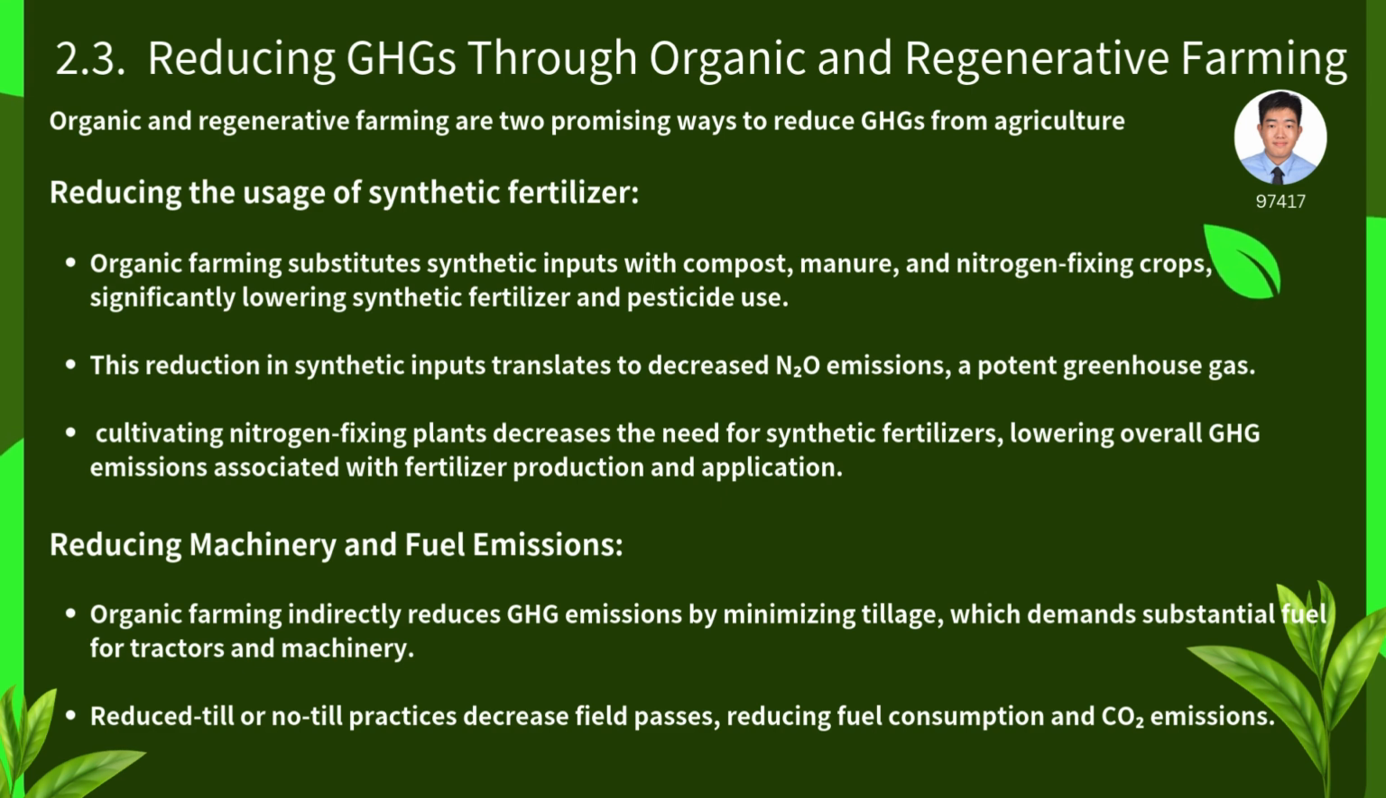Then organic farming can also indirectly reduce greenhouse gas emissions by minimizing tillage, which demands substantial fuel for tractor and machinery use. Reduced-till or no-till practice can decrease the number of fuel passes, reducing fuel consumption and carbon dioxide emissions.